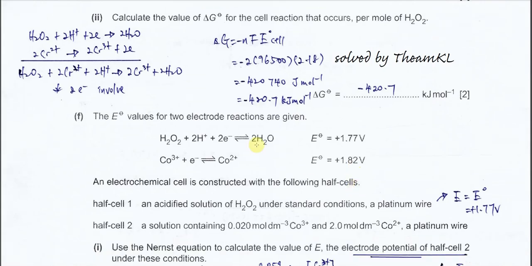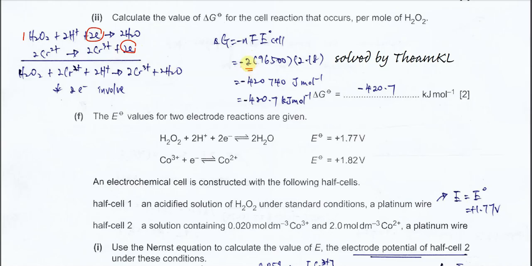For part 2, calculate the value of delta G for the cell reaction that occurs per mole of H2O2. So we need to make sure it is 1 mole of H2O2, which reacts with the chromium 2 and 3 half cell. From here, we know that 2 electrons are involved. Therefore, n must be 2.